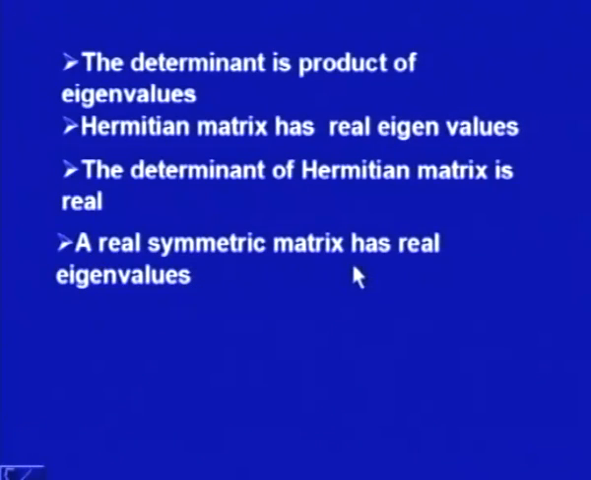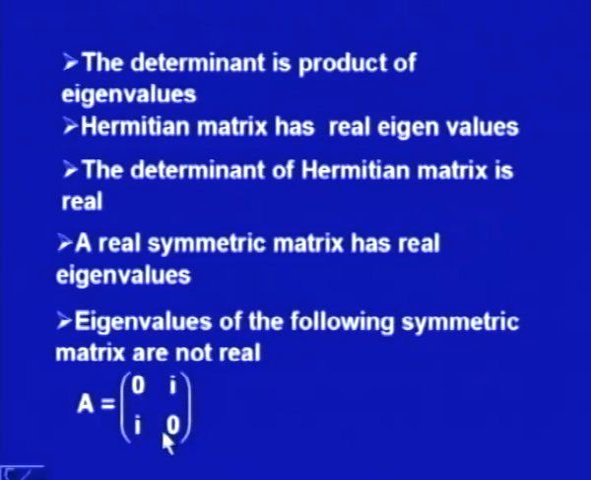Now, this is an important result. It says that a real symmetric matrix has real eigenvalues. Now, this result can easily be derived from what we have done so far. We have a Hermitian matrix having real eigenvalues, and a real Hermitian matrix is a real symmetric matrix. So, if we use that result, we can easily arrive at the result that a real symmetric matrix has real eigenvalues.